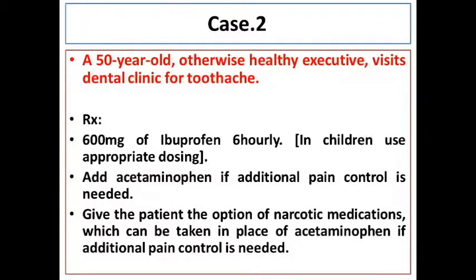The next case is case number 2, a 50-year-old otherwise healthy executive who visits a dental clinic for toothache. Now toothache is also an emergency because of the pain associated, and of course we can use a non-steroidal anti-inflammatory agent. Toothache also sometimes comes with inflammation, so ibuprofen or naproxen can be good anti-inflammatory agents along with being analgesic. But anyway, ibuprofen is my choice here, 600 milligrams 6 hourly.